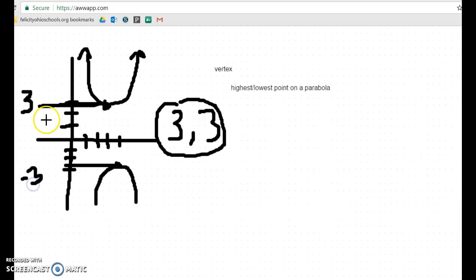So to find the value for the maximum, which is here, or the minimum, which is here, we just find the lowest point or the highest point and find where it corresponds with the y, and that's how we find the maximum or minimum value.